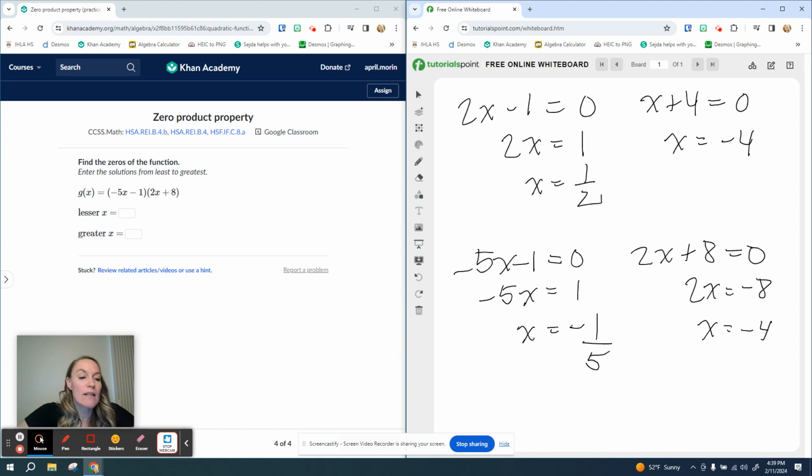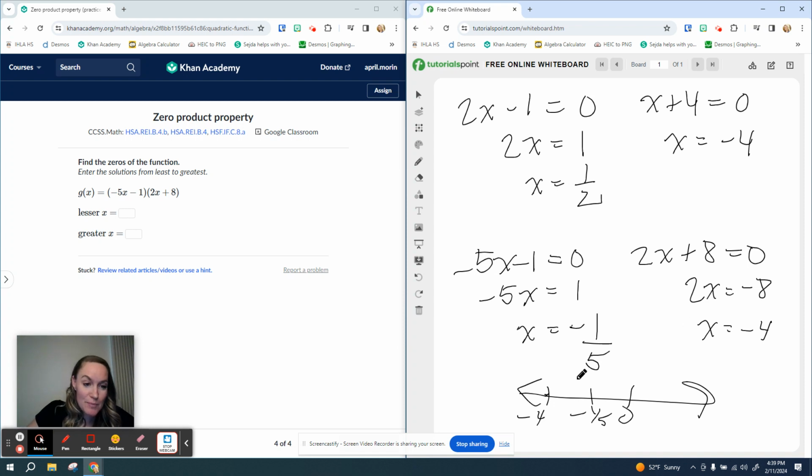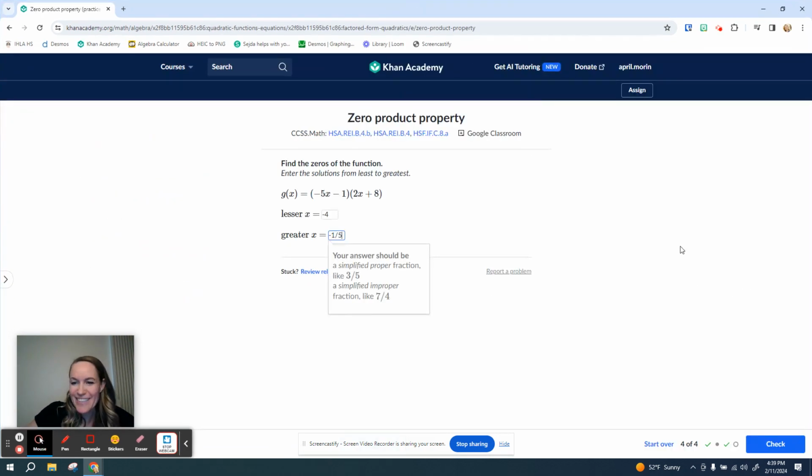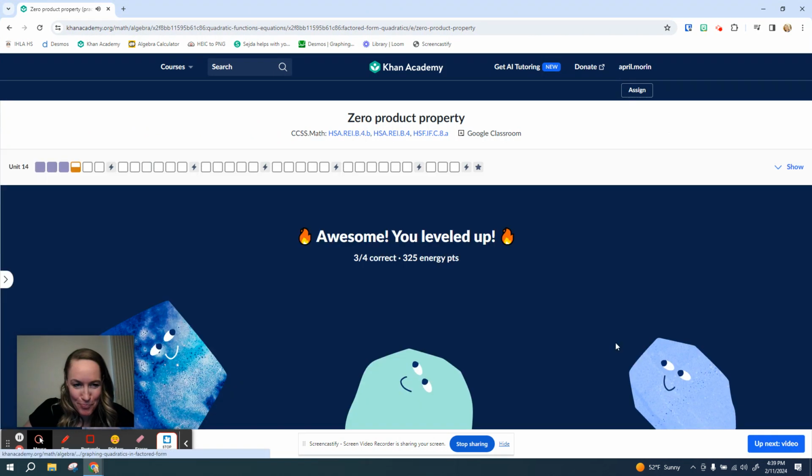Okay, so which one is the lesser x? In negative numbers, remember, just to review, -1/5 is here, but -4 is over there. So the lesser x is actually -4. Remember, if I owe my friend -1/5 dollars, that's not as deep in the hole as owing them -4. So anyway, lesser x is -4, then the greater x is going to be -1/5. Okay, let's see if we were right. Did I make any mistakes? All right, there we go.